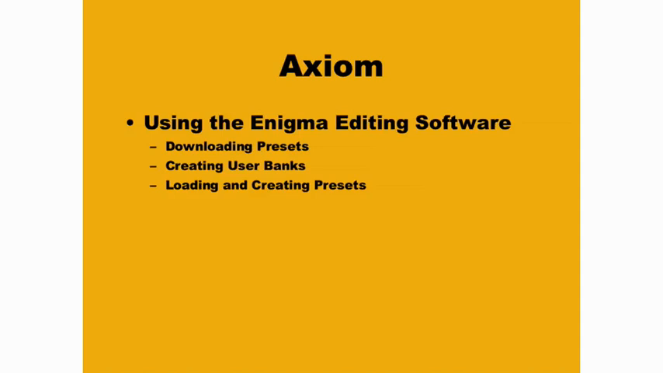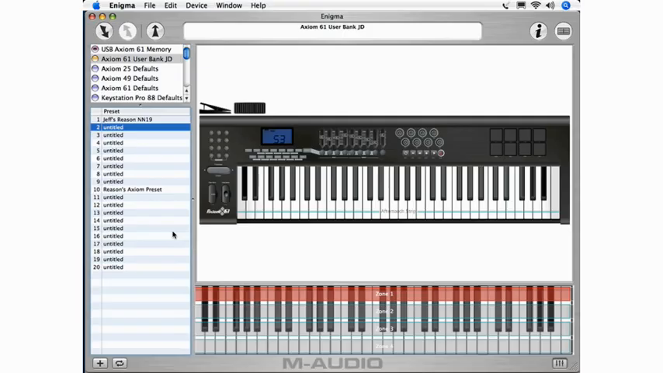Although you can assign MIDI messages to the different controllers on the Axiom from the front panel, it's a heck of a lot easier to do it using the Enigma control software that comes with it. If you didn't get the Enigma software on a disk with your unit, you can go to m-audio.com, downloads, and download it. Once you download it, you should get something that looks like this.